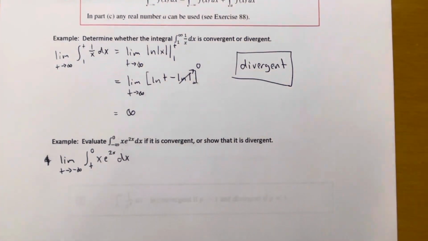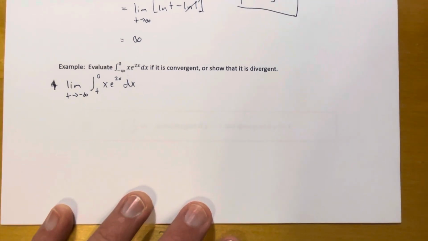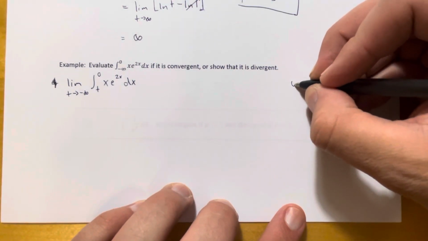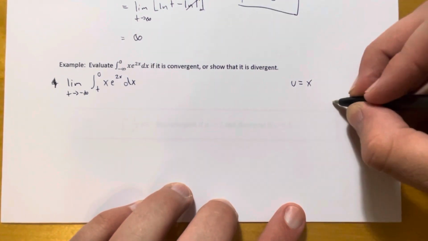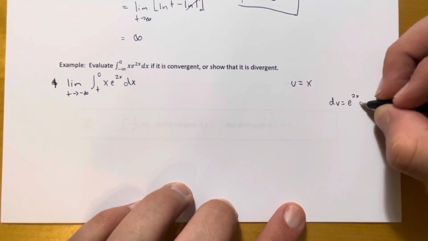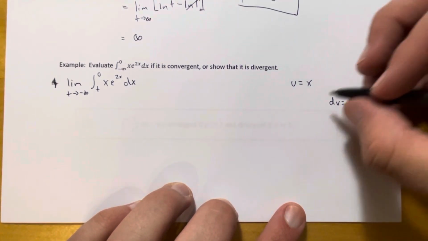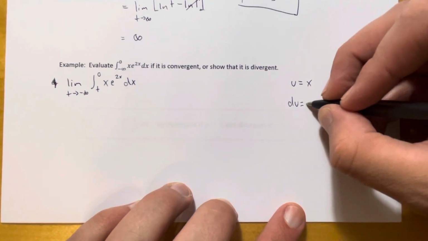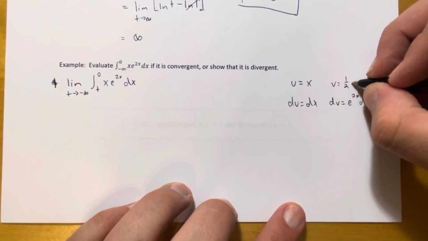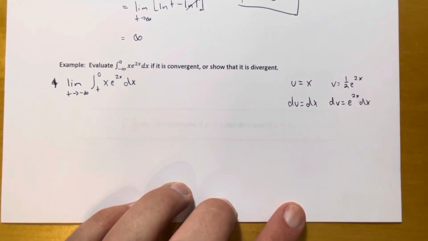Now this type of integral, I would need to use integration by parts to solve it, so I'm going to do that next. Over here to the side, I'm going to let u equal x, and I'm going to let dv equal e to the 2x dx. So that du is dx, and v is 1/2 e to the 2x.